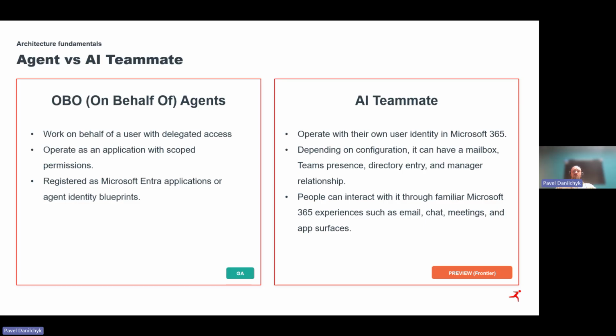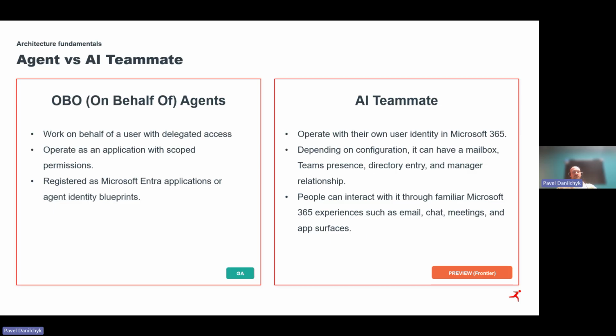An AI teammate works on behalf of its own user identity. As I mentioned, this identity, the agent user account, can have its own mailbox, can work through Teams, can have access to SharePoint, to Outlook and other services, can have access to services through Entra ID groups, and can have its own roles and permissions. And this agent works as a user, and people work with this agent like with a user in our system.